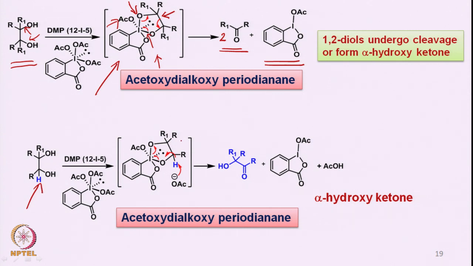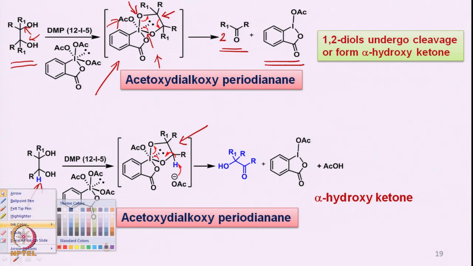then we have this type of intermediate which is similar to the one shown on the top. The difference between the two of them, as you can see, is that there is no hydrogen in this particular acetoxy dialkoxy periodinane, but here there is one hydrogen. So now this particular intermediate can undergo oxidation with the help of the acetate.